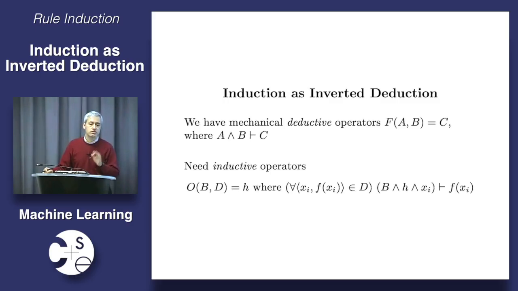And our goal here in the rest of this class is going to be to figure out inductive operators that actually do the opposite. So what's the inductive operator? By analogy with this, O of B, D is something where you give me the B and the D, and I get out the H, such that B and D and the H then allow me to derive the f of x_i. So again, we're looking for a function, except that now it's an inductive step that's being done as opposed to a deductive step.